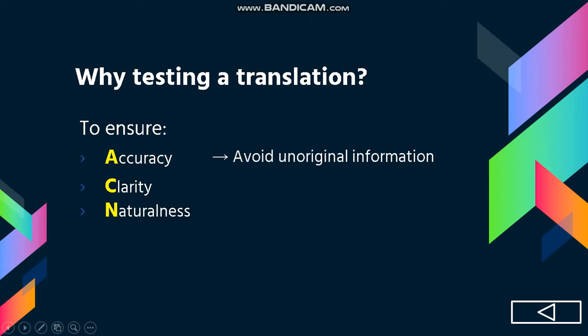The second reason for testing a translation work is to avoid ambiguity, which is to ensure clarity. Sometimes the information in the translation work might be accurate, but still cannot be communicated to the people who are used to it. So it is needed to check for clarity to make sure that the translation work is as easy to understand as the source text itself.